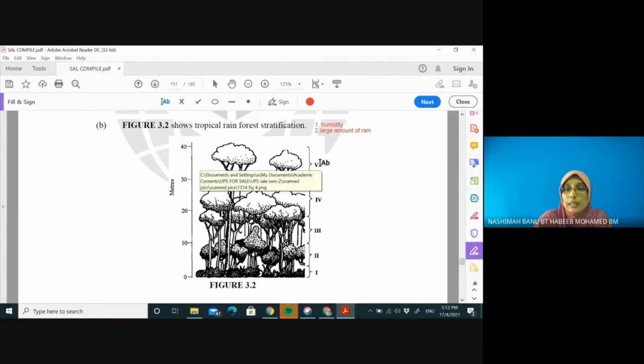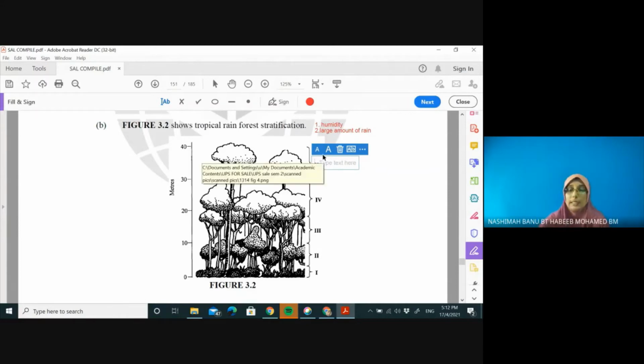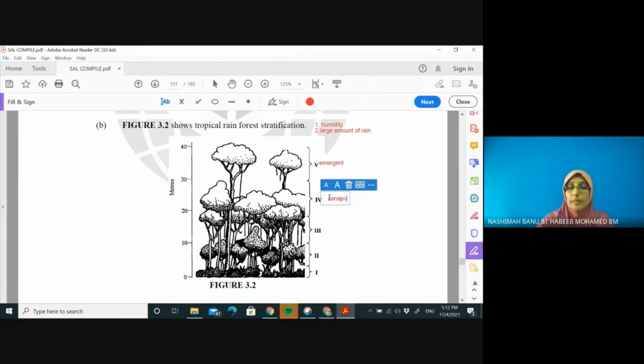Alright, so what is the highest one? Okay, so yang paling tinggi kita sebut the emergent. Okay. So this one, canopy. Right? So this one will be understory. Okay, so understory. Alright, so yang ni rasanya apa? Okay, ground kan? So forest floor. Lantai dia. Alright, so kalau yang ni, shrub. Okay, so tambahlah layer kat tepi tu. So emergent, canopy, understory, shrub layer and forest floor.